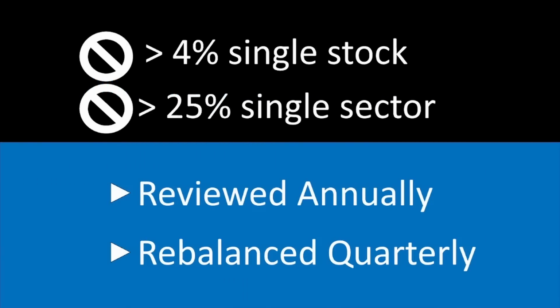Now, a few more things for you all to remember. Within SCHD, no single stock can represent more than 4% of the index, and no single sector can represent more than 25% of the index. And this is measured at the time of index construction, so when it was first started, reconstitution, which is where we find ourselves now, and the rebalance.